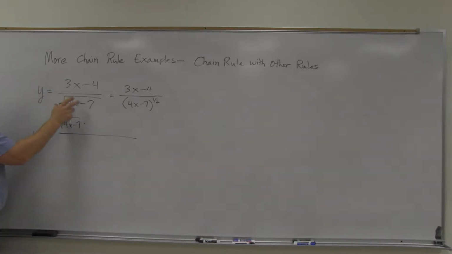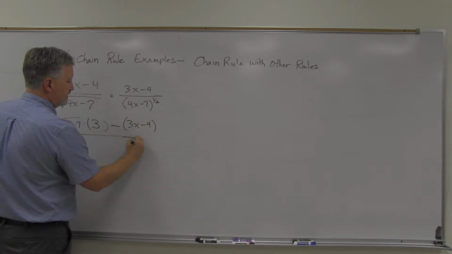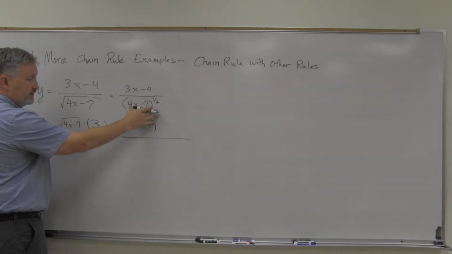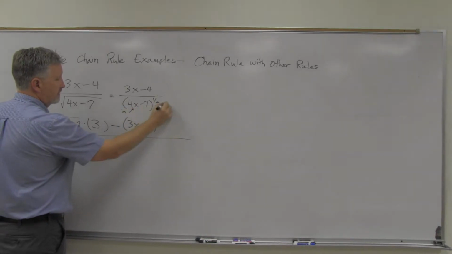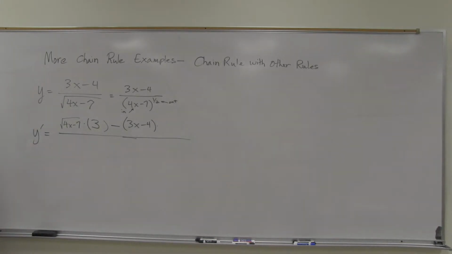Low, as is, times the derivative of the high. Well, the derivative of the high, 3x minus 4, is just 3. Minus high, so (3x minus 4), times the derivative of low. And to do the derivative of low, we better think (4x minus 7) to the 1/2 power. The derivative of low here has an inside and outside part. The inside's the 4x minus 7, the outside's the 1/2 power. So I'm going to have to do the derivative of the outside times the derivative of the inside.